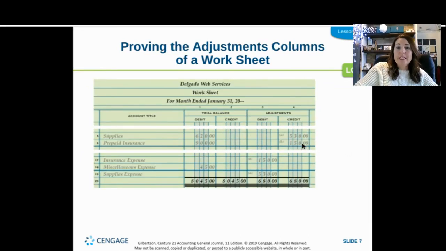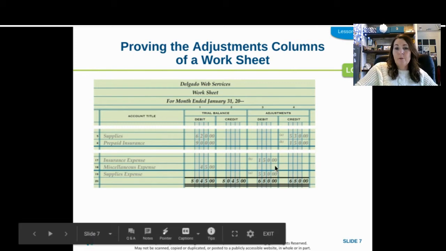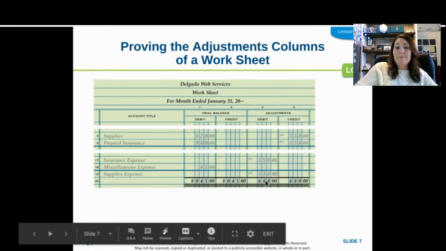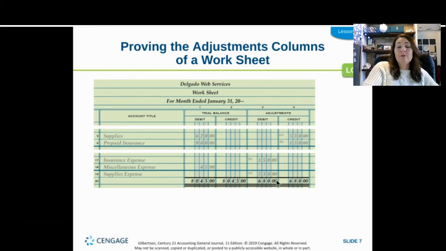So here you can see what those look like. These white lines just mean that part of it's not showing. We have our 530 credit, 530 debit, 150 debit, 150 credit. Just look at that and make sure your debits and credits line up. Add them up. They should equal. If they don't equal, do not go on.